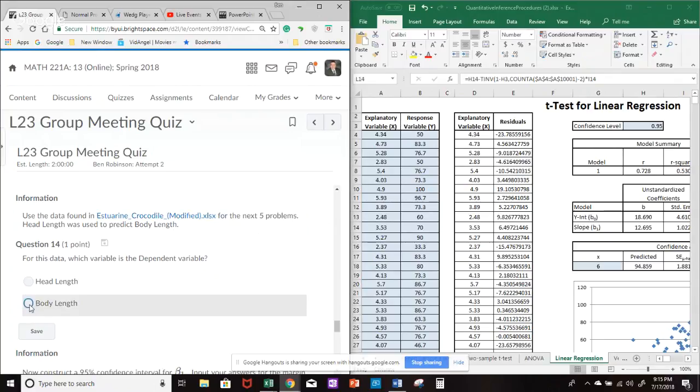Yeah. So what you can remember on this one, remember there was kind of the case study they used, that they had found crocodile heads and they used the crocodile heads to predict the body length, right? Yes. And so the dependent is to get the body lengths, you're dependent upon knowing what the head length was. Okay. Thank you.